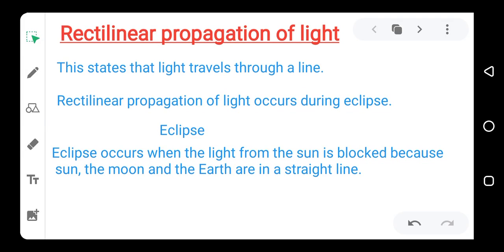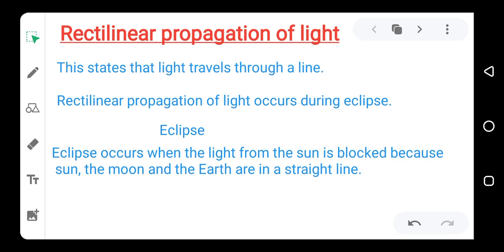Today we want to look at rectilinear propagation of light, and this is talking about the principle that states that light travels in a straight line. There is a principle in physics that states that light travels in a straight line. So when we have the rays or beam of light, like we discussed in our previous lesson, if you want to get the path of the rays or beams, you will see that they all travel in a straight line. And that principle is what we call rectilinear propagation of light.